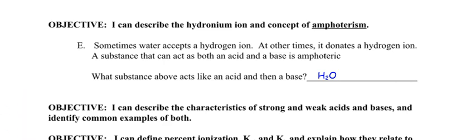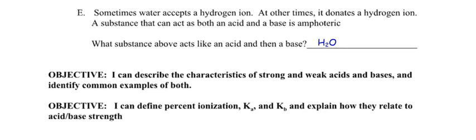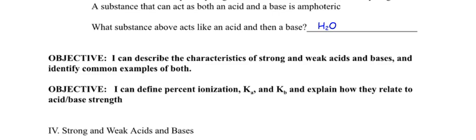So now what? Let's talk about the characteristics of strong and weak acids and bases and identify common examples of both. All right, and then the second part is we're going to talk about percent ionization, Ka, Kb, and explain how they relate. So let's talk about strong and weak acids to start with.